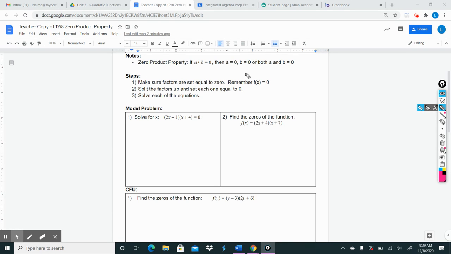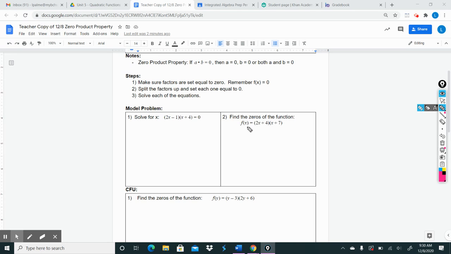So if we have a factored form of a quadratic equation equaling zero, we want to follow these steps in order to find the values of x that would make this factored form of a quadratic equal to zero. Okay, so for step number one, we want to make sure the factors are set equal to zero, which in our case for our model problem, it is. We have two binomials set equal to zero, and we want to remember that f of x equals zero. That's for when we're dealing with functions.